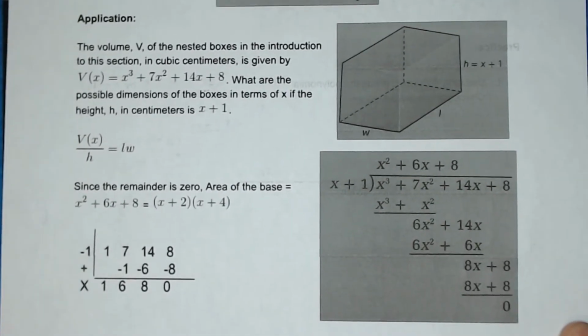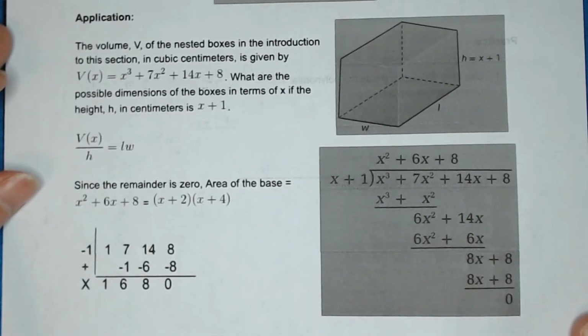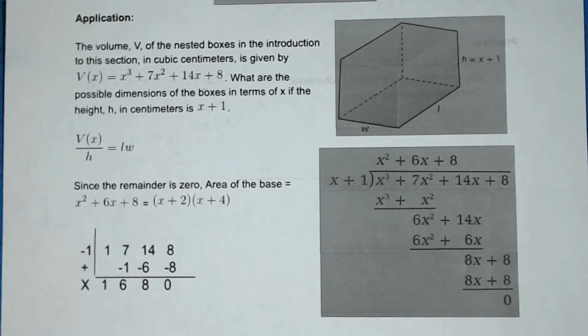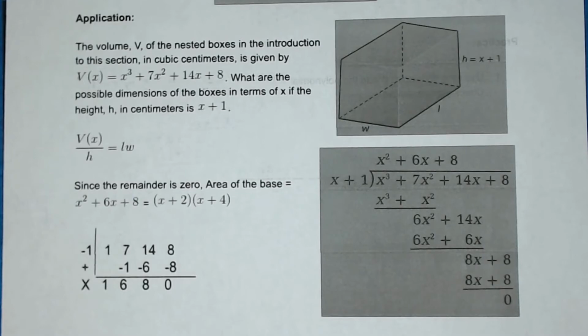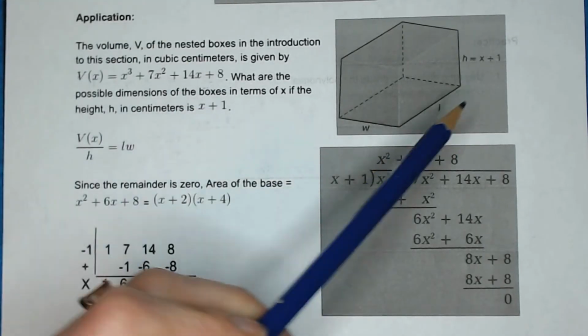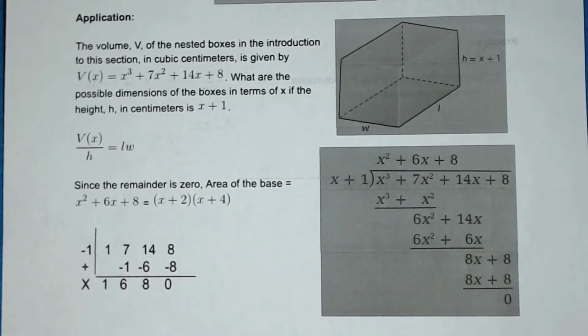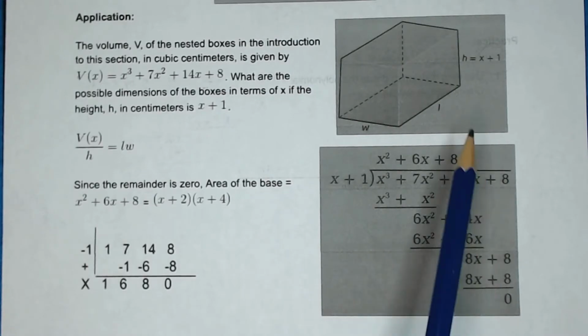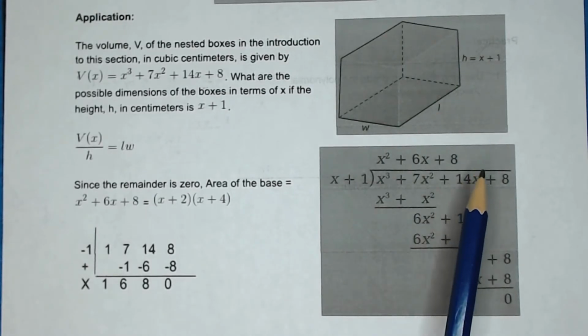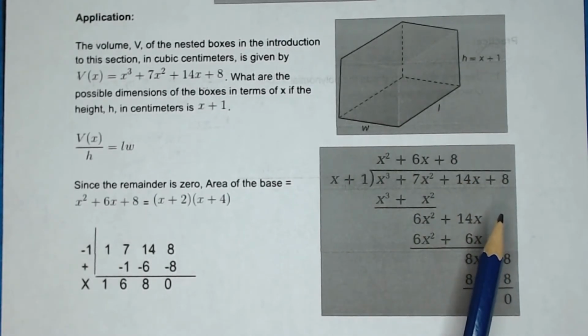Now, you can also get some application questions. So you might be given, for example, in this question, the volume of a cube is expressed by this polynomial function. What are the possible dimensions of the box? So we know that h is one of the factors. h equals x plus 1 is one of the factors of this polynomial. And this question is basically asking you, what are the factors L and W, representing the length and width?